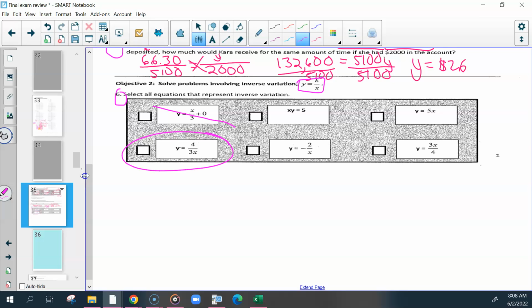This one, if I solved it for y, x would be in the denominator, so that is 1. The one underneath that, x is in the denominator, so that is 1. The last two would not be. If you graph each of these, the ones that are circled would make that curve-looking thing. Any questions on this one?